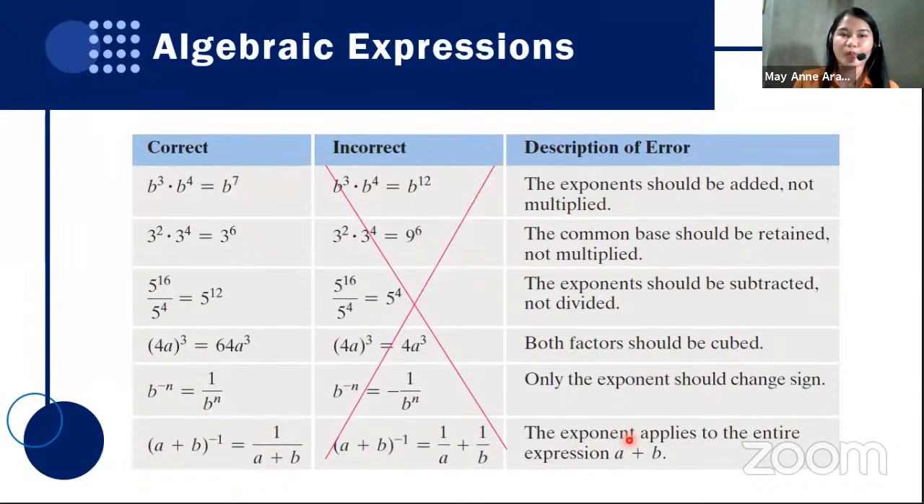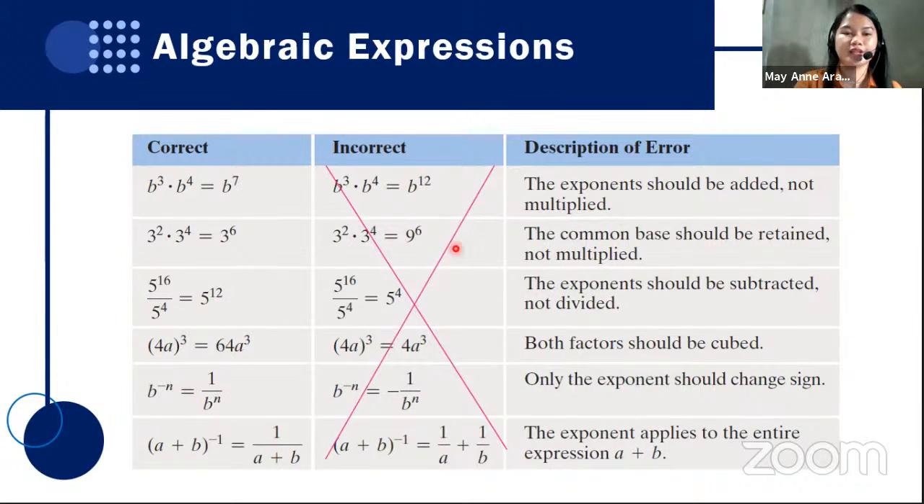Okay, these are some common mistakes. Here we have b cubed times b raised to 4. Since the operation here is multiplication, sometimes they multiply the exponents. Instead of adding, it becomes multiplication because of confusion with the operation. When it's like this, just add. This is incorrect because the 3 and 4 were multiplied. The correct answer here is: b cubed times b raised to 4 is equal to b raised to 3 plus 4, which is b raised to 7. So remember that the exponents should be added and not multiplied.